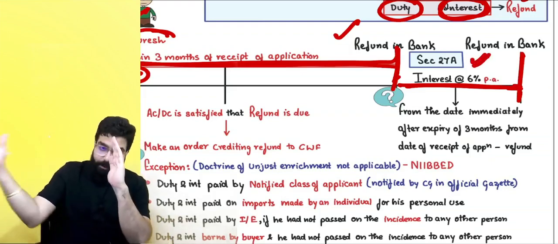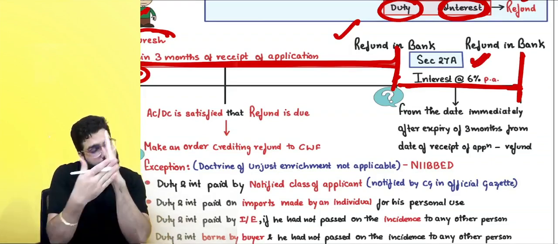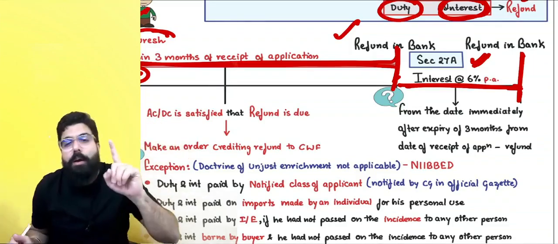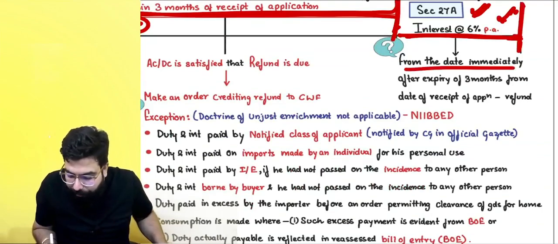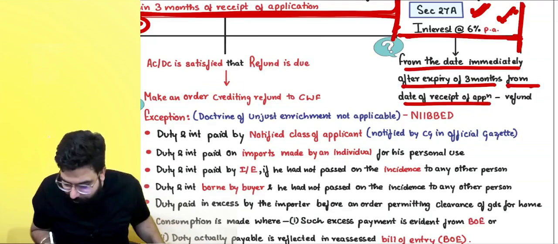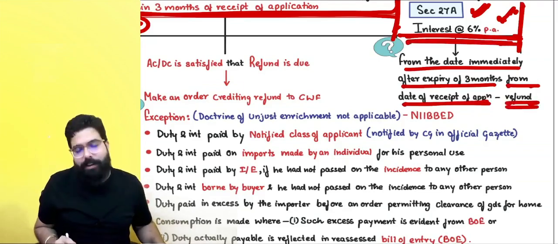That means application given, within 3 months. If they don't give you the refund in your bank account, then post 3 months, whatever the period is, for that you will get interest at the rate of 6% per annum from the day immediately after the expiry of 3 months from the date of receipt of application till the date of refund. For this period you will get interest.